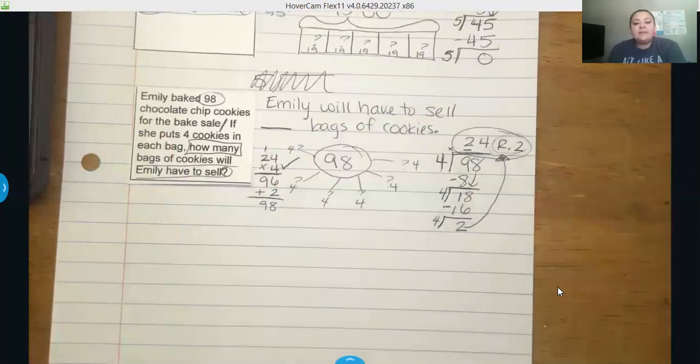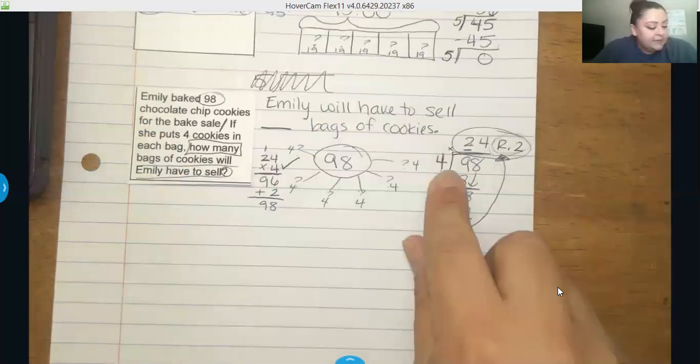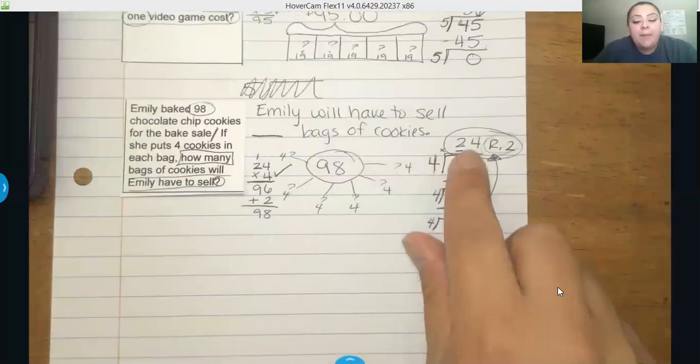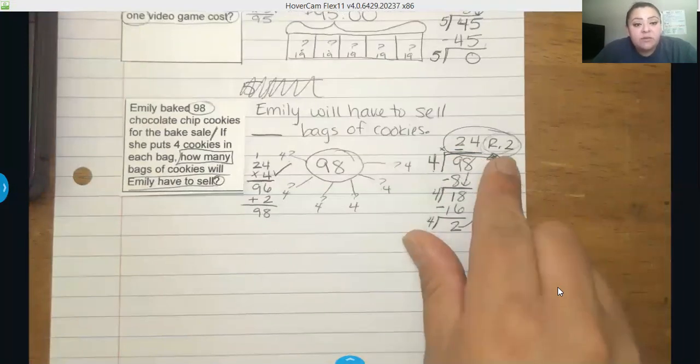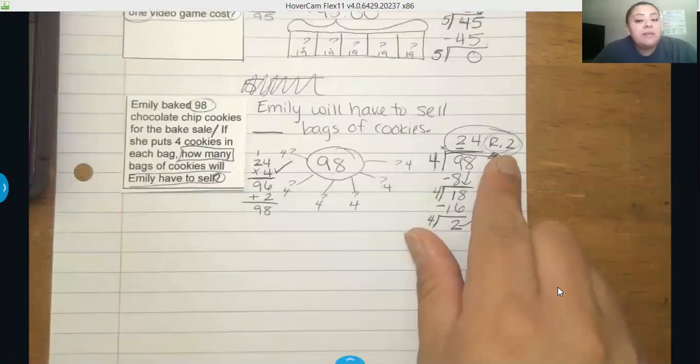So here is the deal. How many bags of cookies will Emily have to sell? She baked 98, okay? She's putting 4 in each bag, which means we're going to have 24 bags. But here is the issue. There's 2 cookies left over. We need to decide, what are we going to do? Is she just going to throw them away? Probably not. She will probably have to just add another bag.